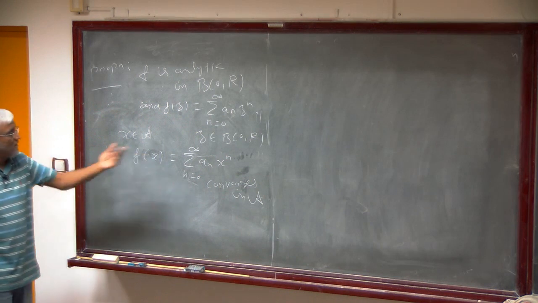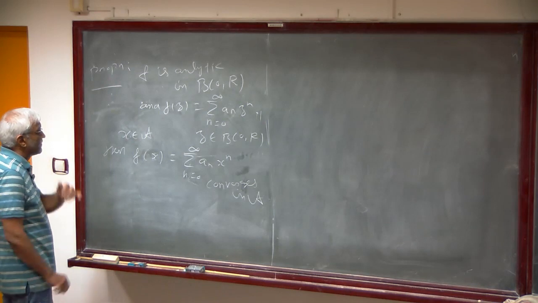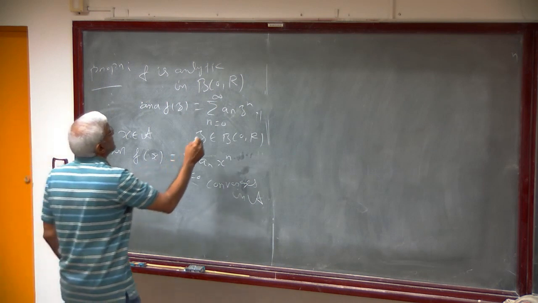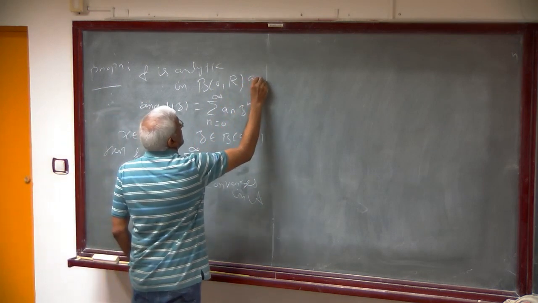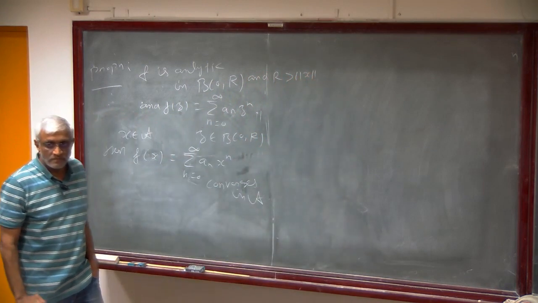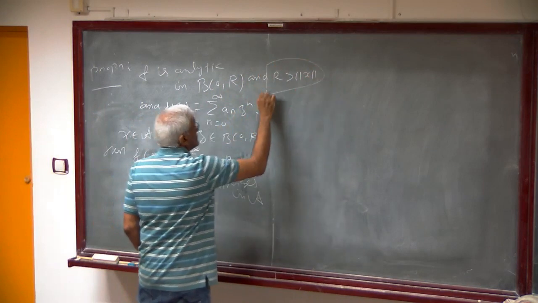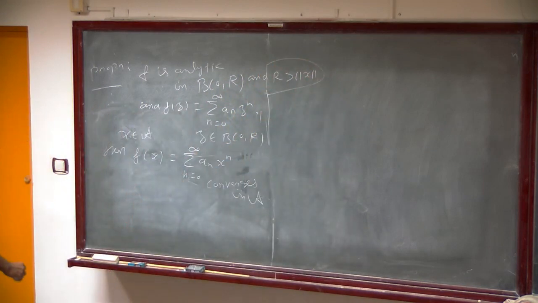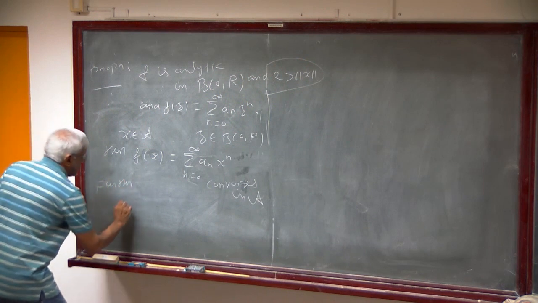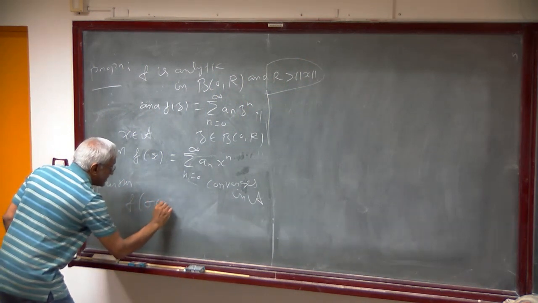No, wait. R should be greater than norm x, right? So I should say that R is greater than norm x, and B0R. Then, further, so this you can make sense.